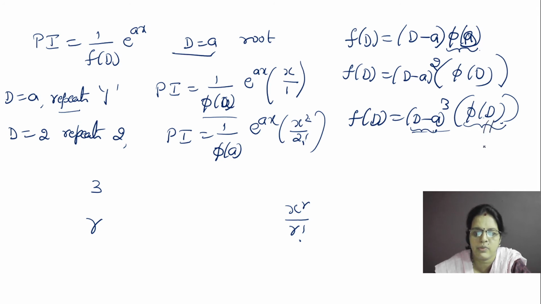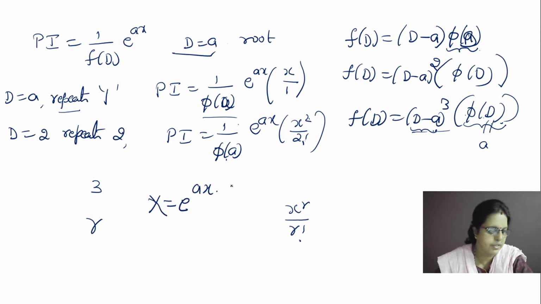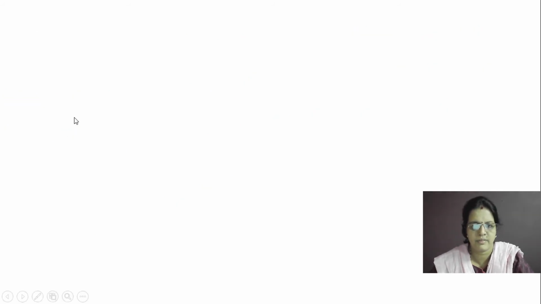d equal to a, it will not become zero. So that is taken as phi of d. So 1 by phi of a will not be 0. So these are the formulas for the particular integral in different cases when the right hand side x is equal to e power ax. The problems are very simple in this case. So let us now move on to the problems.